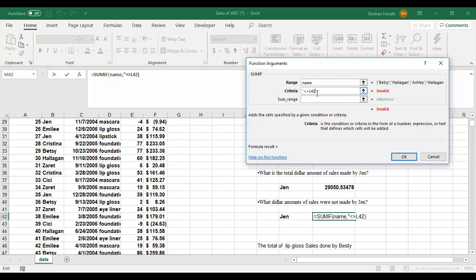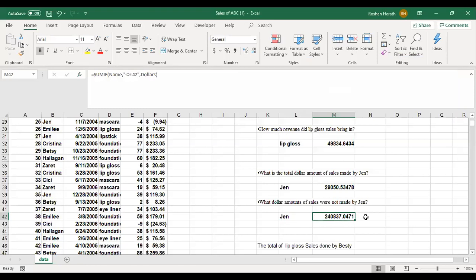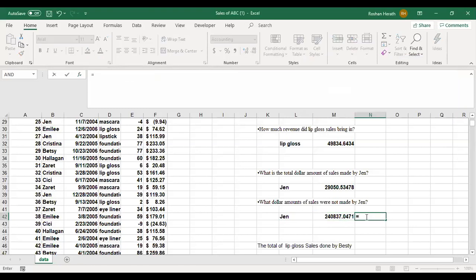See, it says invalid. Okay, let me close it. And if I take the sum range, that is going to be the dollars. Here I referred to Jen. But it seems that it gives us an answer. I thought that it may not. If it was not, then you may have to make use of the ampersand. So here it worked, no problem, right? It's not equal Jen.